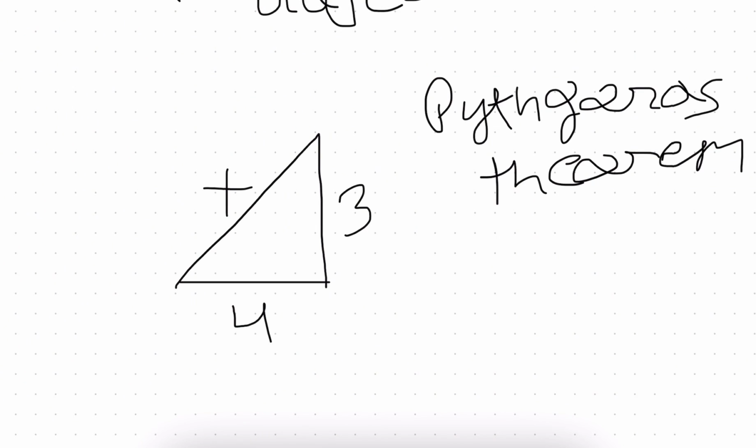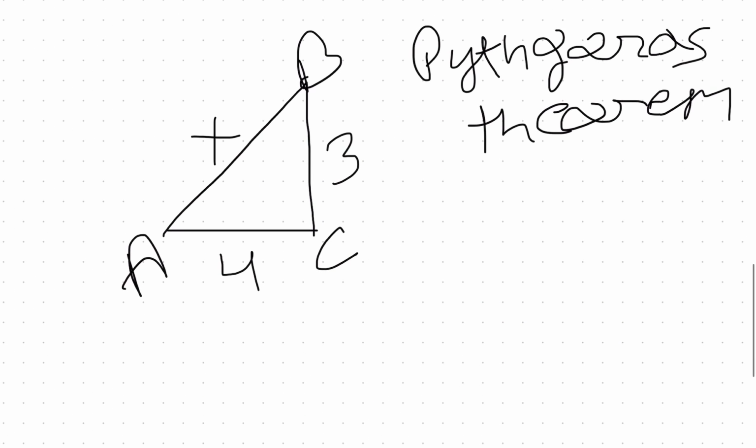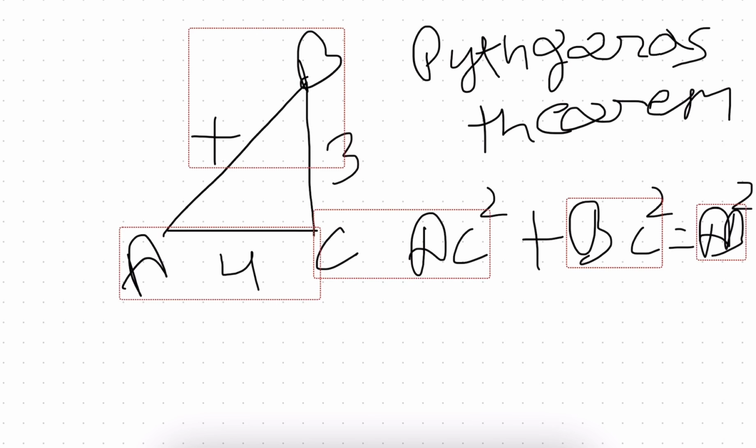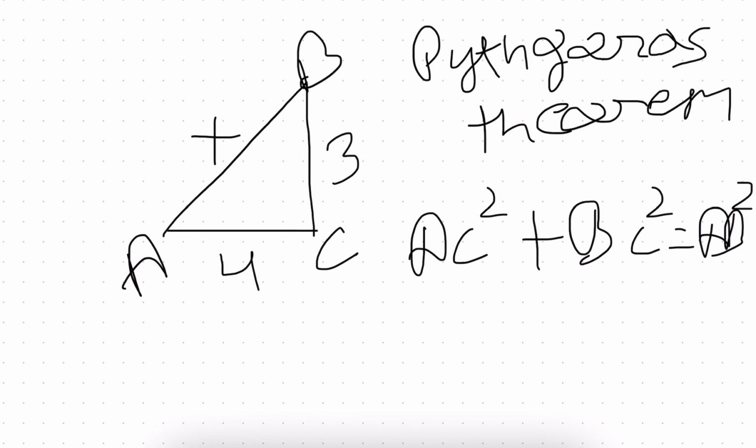If you don't know about the Pythagoras theorem, first of all let me label it. This will be our A, this will be our B, and this will be our C. Pythagoras theorem is basically that the sum of the squares of two sides is equal to the square of the largest side. So it will be AC square plus BC square is equal to AB square. Now we'll have to put in the values.